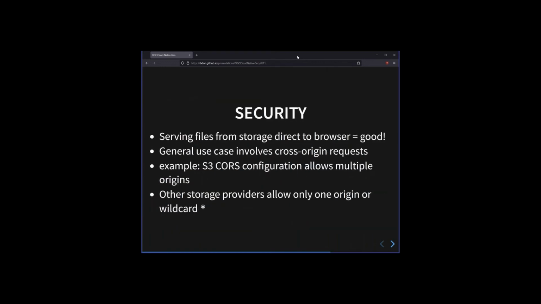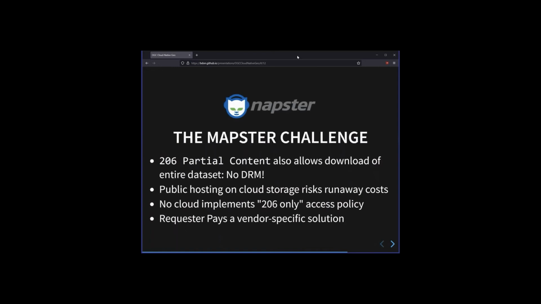Security. Serving files direct from storage to the browser is a really compelling use case, but that's cross-origin usually. And of the major cloud providers, not all of them allow multiple origins to be defined for CORS. S3 allows it. Other storage providers only allow one origin or just the wildcard. And if you have the wildcard, there's this problem which I call the Napster or Mapster challenge, which is that if you have range requests to download a part of the file, your users can just download the whole file.